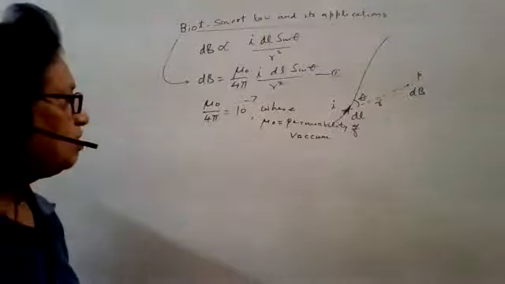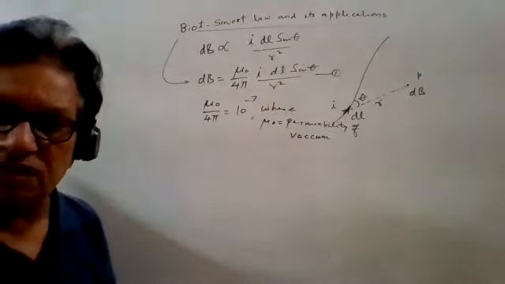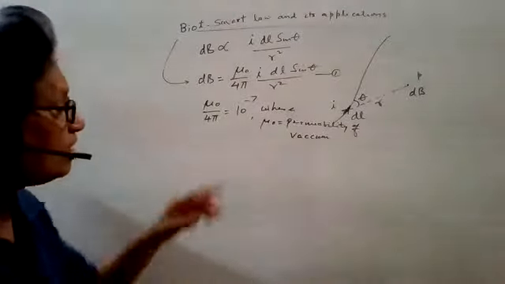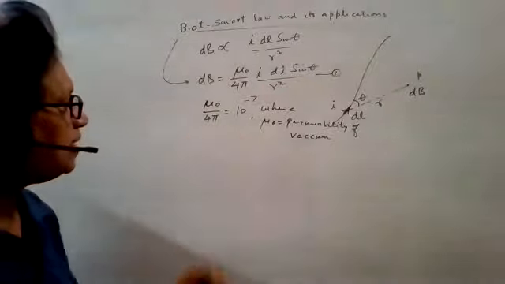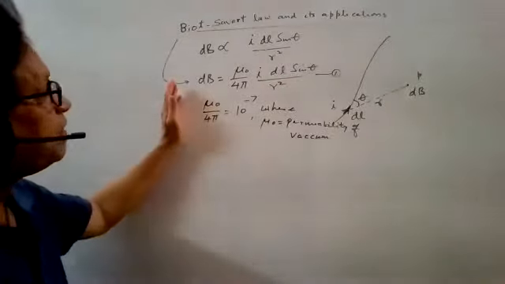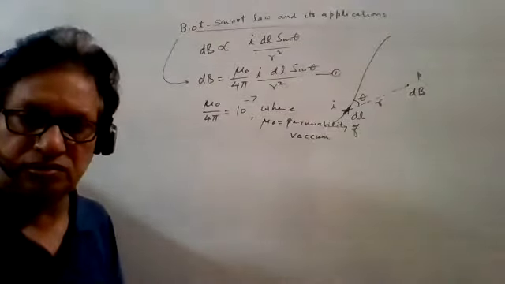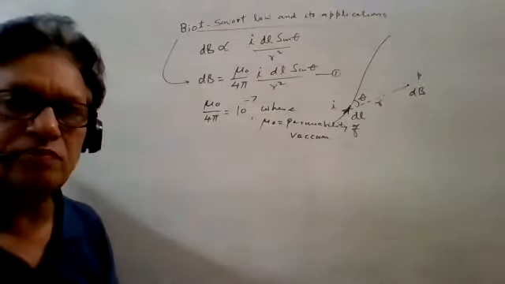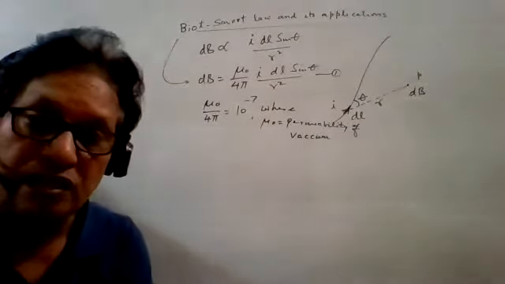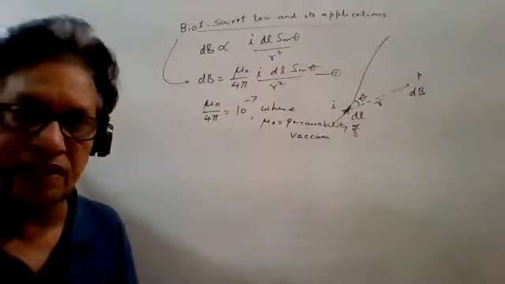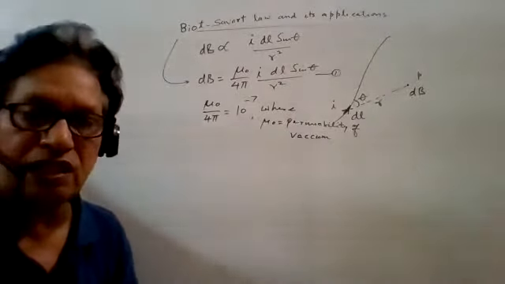Permeability is the magnetic property of the medium. The value of this is 4 pi 10 to the minus 7. You should cross multiply it. So this is the Biot-Savart law. With this law, we can find out the magnetic field by this small portion, called the current element. By integration, we can find out the net or resultant magnetic field.